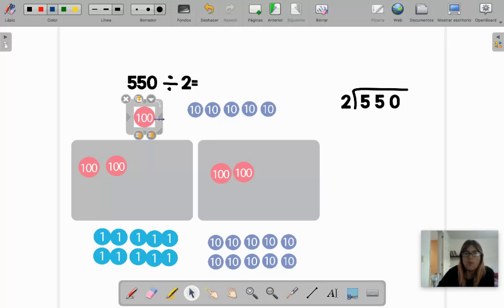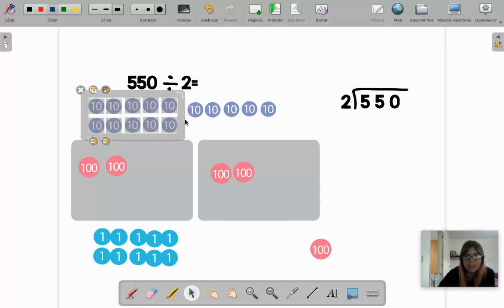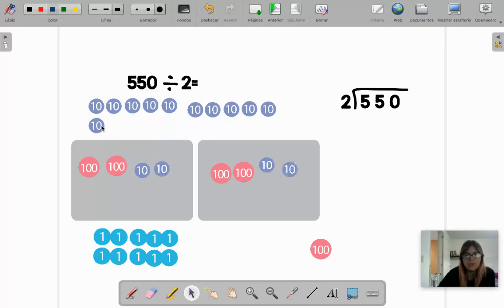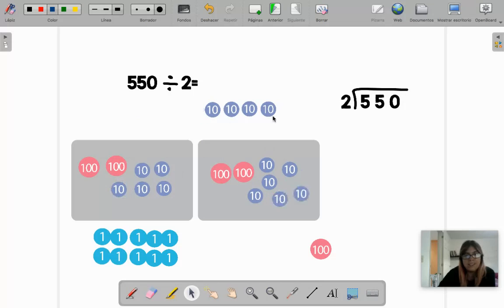Excellent. We can change this for these tens. And now we can continue dividing. But now we have all these tens together. Okay? So let's divide. 1, 1, 2, 2, 3, 3, 4, 4, 5, 5, 6, 6, 7, 7, and oops! Now I have one of 10.